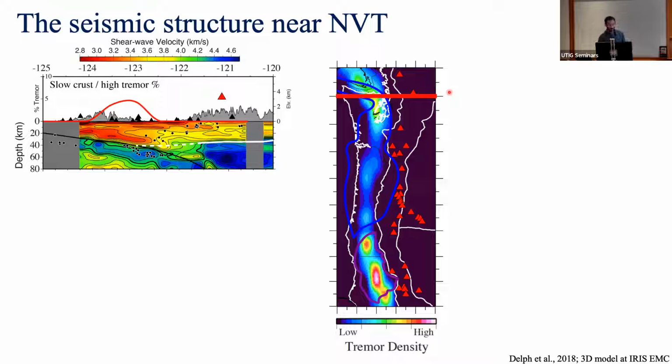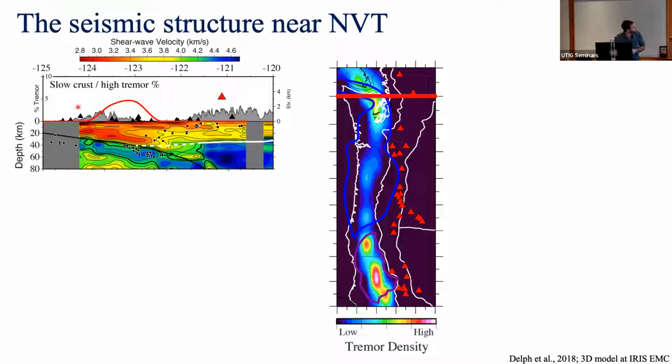The most striking feature we see in this cross section is the presence of this very low velocity zone that parallels the downgoing oceanic lithosphere, but clearly lies in the lower crust of the overriding plate. You can see that it spatially corresponds extremely well to the surface projection of non-volcanic tremor, indicating that these are related.